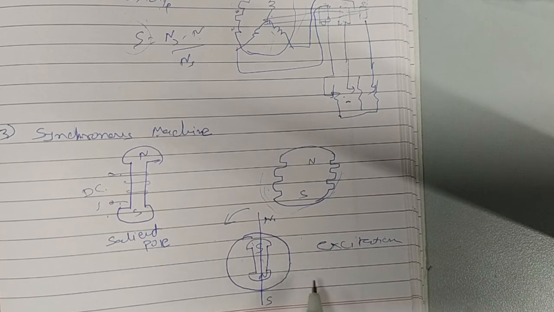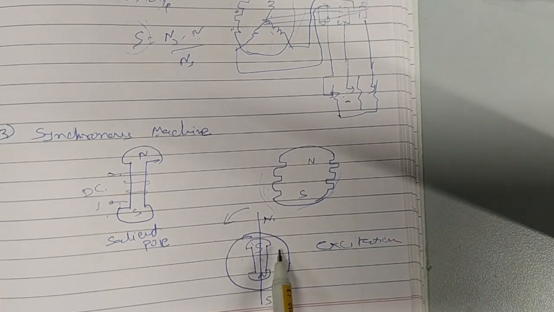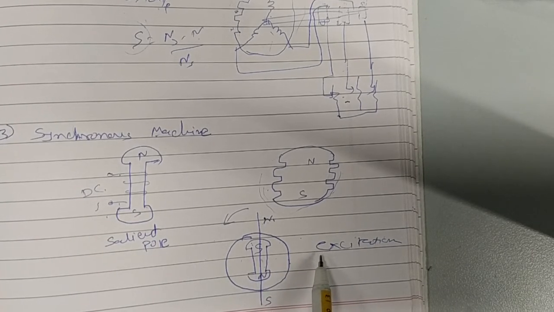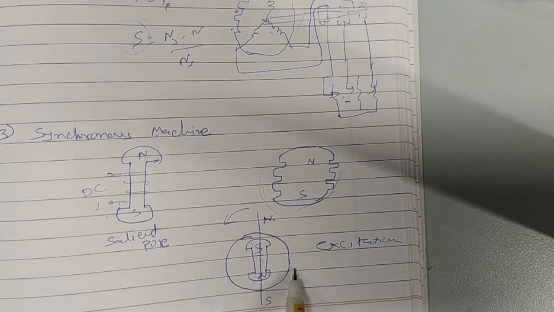We call it excitation. So this field winding will have some series resistance, so that we can vary the value of the field current IF. Depending on the value of the field current, we can operate this motor in under excitation, over excitation, or normal excitation. In simple words, we can operate a synchronous motor with a lagging, leading, or unity power factor depending on our requirement.